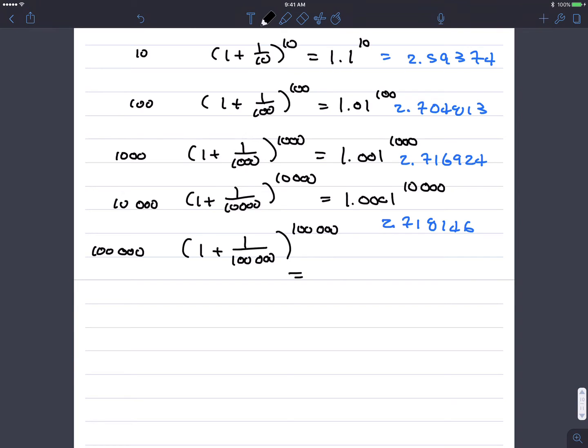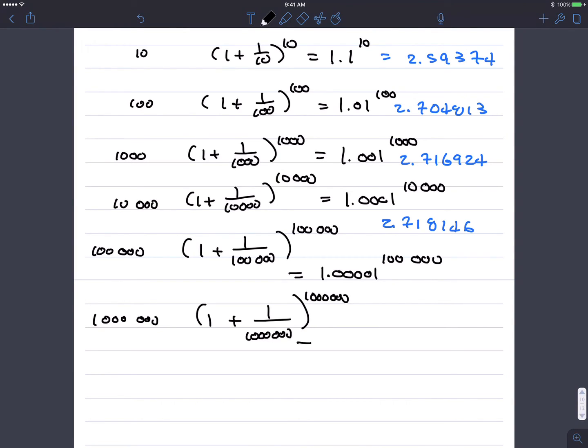You know what that is? That's 1 point, add 4 zeros: 1, 2, 3, 4 zeros, and then a 1. And then the 100,000 power. Let's do 1,000,000. 1 plus 1 over 1,000,000 raised to the million power.